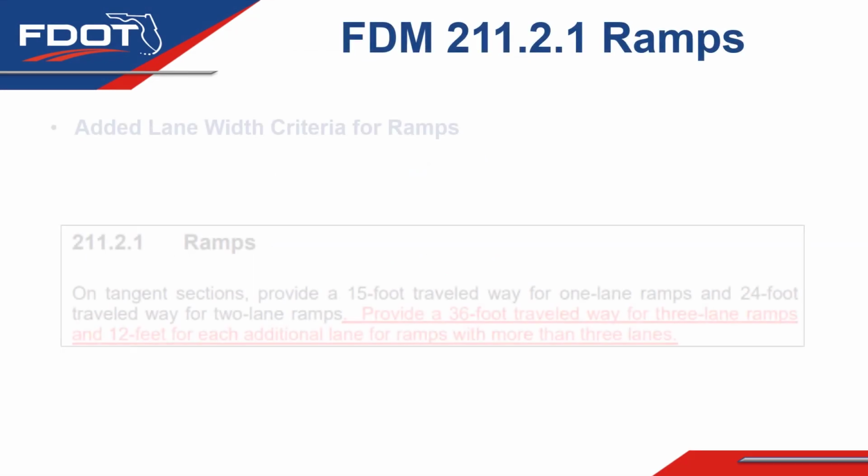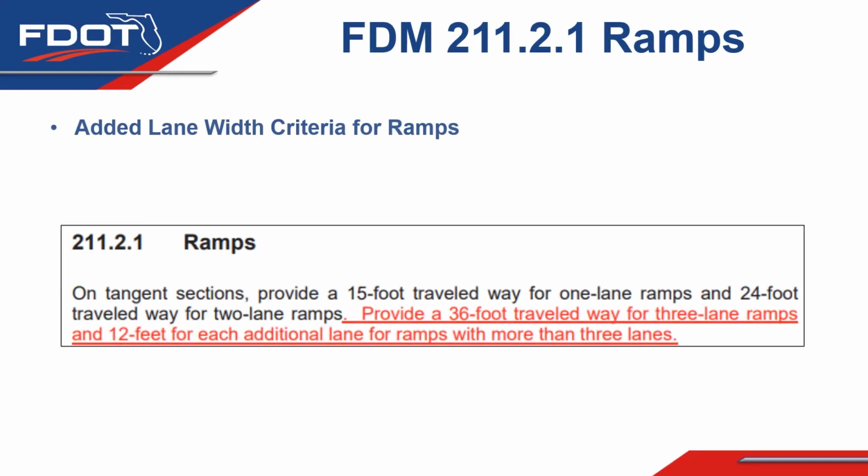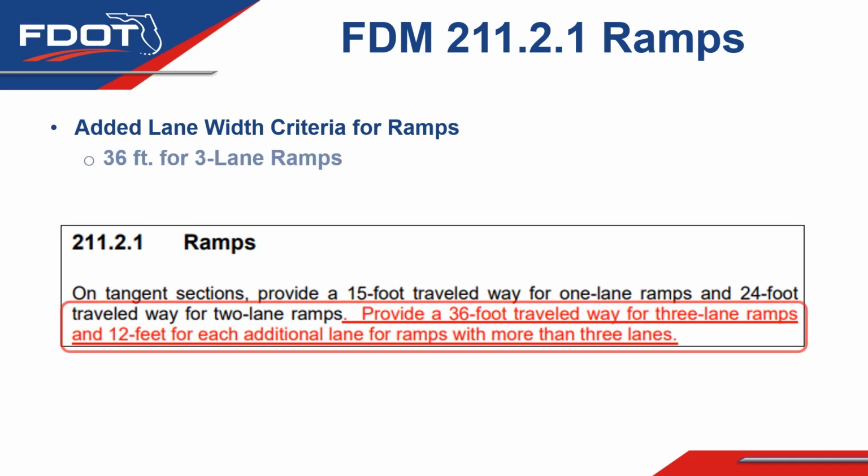In the ramp section, we added a sentence for travelway criteria for ramps with 3 or more lanes. 3-lane ramps are being constructed for more and more limited access facilities, and travelway criteria was needed for these ramps. Additional ramp criteria was included in FDM 211.4 for minimum shoulder widths, which we'll cover in a few slides.